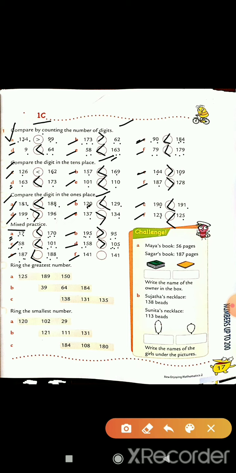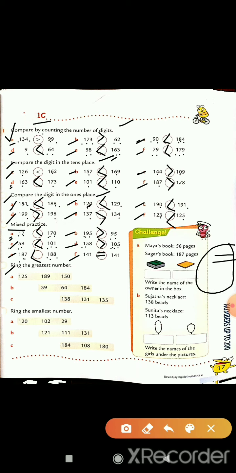Next, 141, 141. Both the numbers are same, so when both the numbers are same, we will use equal to sign. Which sign? Equal to sign. This is equal to sign, because both the numbers have same number of digits. At hundreds place, both the numbers are having 1 and 1. At tens place also, both the numbers are having the same digit, and at the ones place also both the numbers have same digit. So when we are comparing both the numbers, that number is same, so we will use equal to sign.